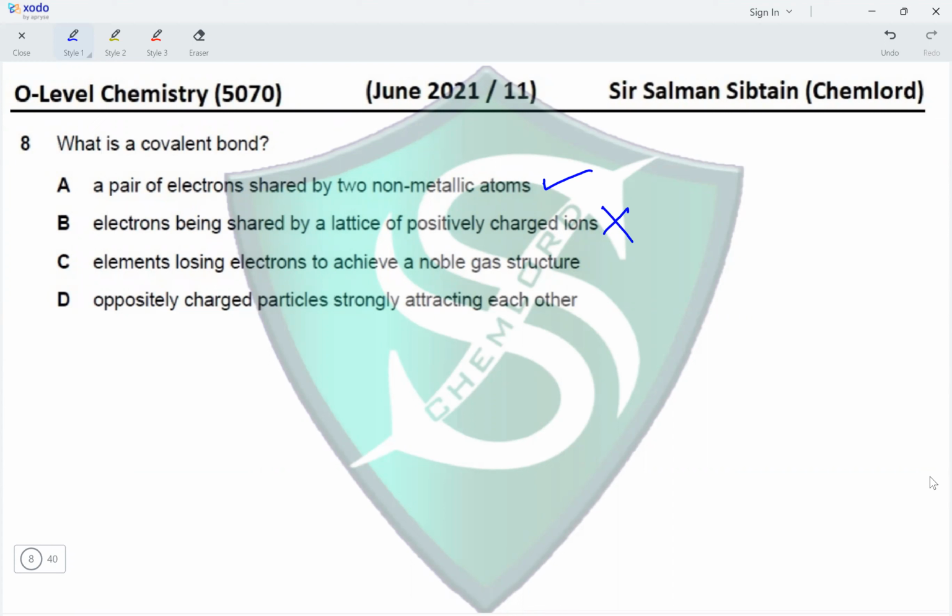C. Elements losing electrons to achieve a noble gas structure. Loss of electrons results in the formation of cations. So statement C is that for the formation of cations. D. Oppositely charged particles strongly attract each other. This happens in ionic bonds. Electrostatic forces of attraction exist between oppositely charged ions which hold each other very strongly. So this makes option A the correct option for this question.